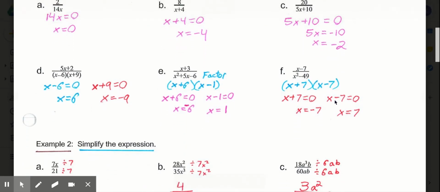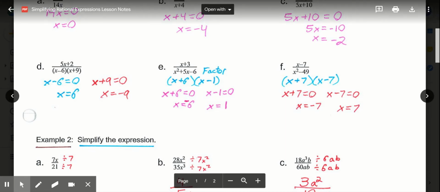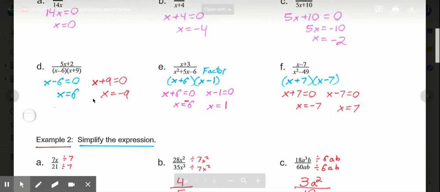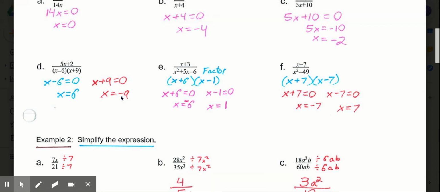Then we look at D, E, and F. In D, we have two binomials in the denominator, x minus 6 and x plus 9. We set both of those equal to 0 and solve. So x could be 6 or x could be negative 9. Either of those answers would make our rational expression undefined.